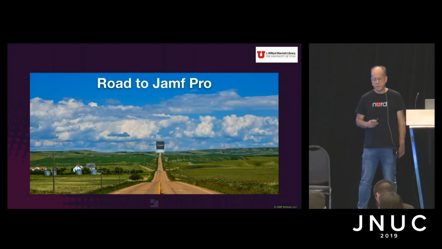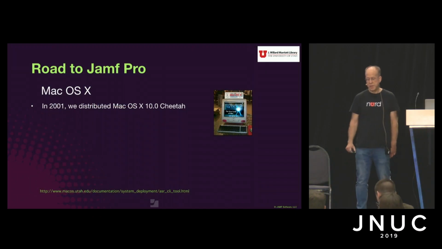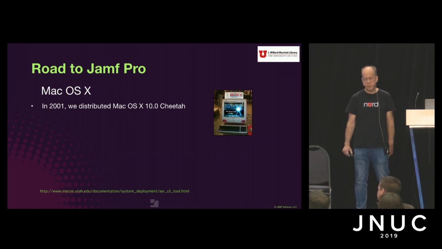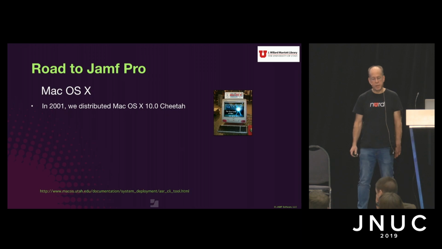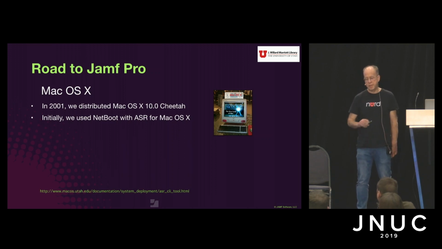First, I'm going to talk about the road to Jamf Pro. Originally, in 2001, as part of the Mac Enterprise Mac OS Labs project, we started deploying Mac OS X Cheetah in our lab environment. We had about 400 stations running Mac OS X. Initially, there was a solution called ASR for Mac OS X, and we had to use NetBoot to image the clients in Mac OS X.